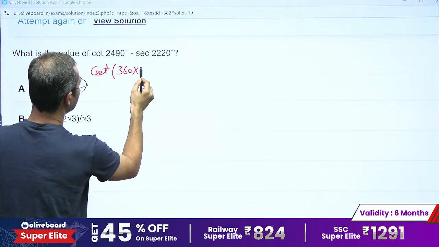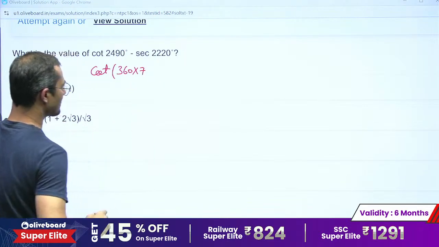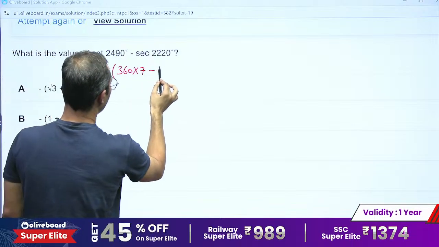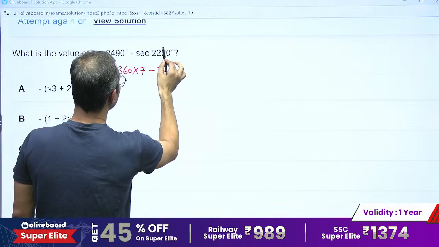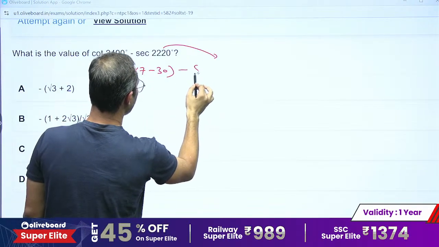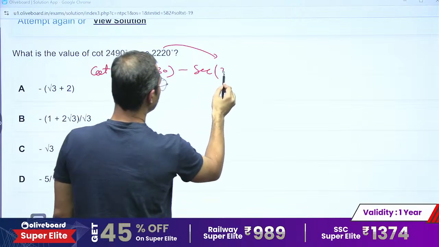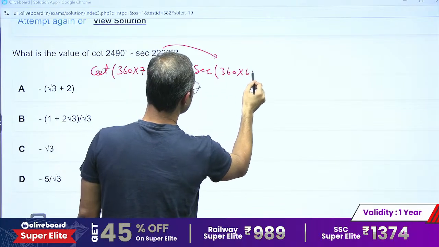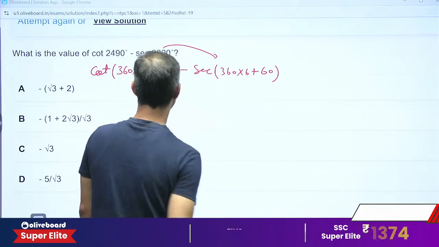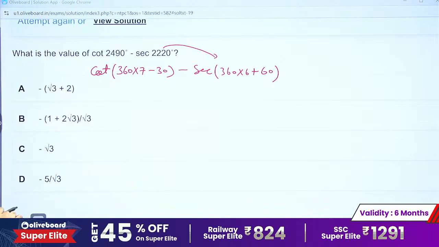360 into 7 minus 30, and we can write this minus sec 360 into 6 plus 60. So check whether we can write it or not. Yes, we can write it like this: 7 into 360 minus 30.